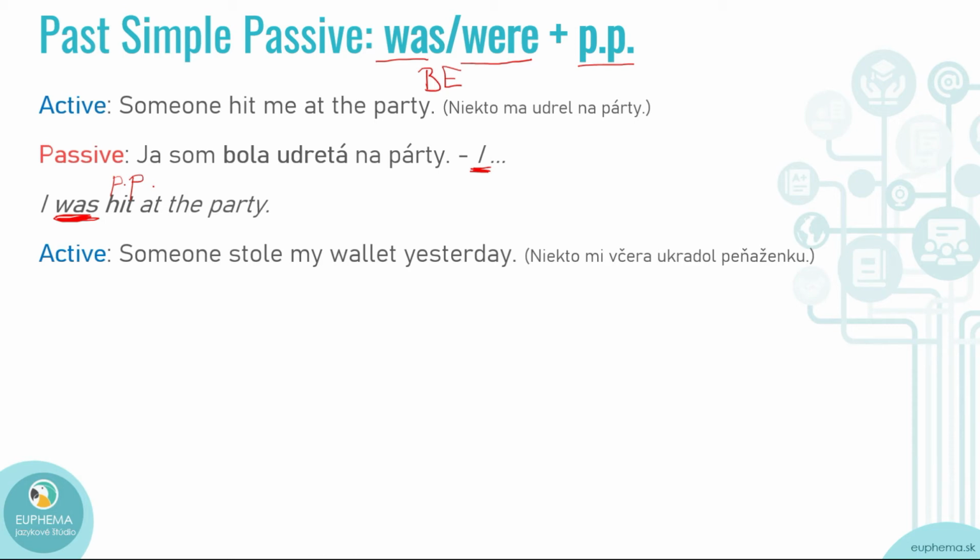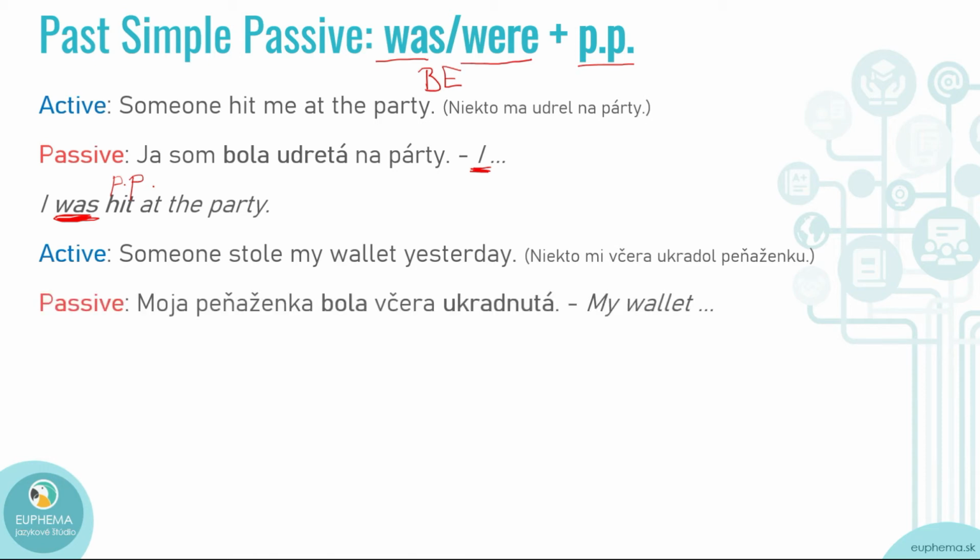Another example, someone stole my wallet yesterday. Again, I don't know who. It was some kind of pickpocket, I guess. So let's use passive. And you have to start with my wallet, of course. Go on, make the sentence. Let's see. My wallet was stolen yesterday.